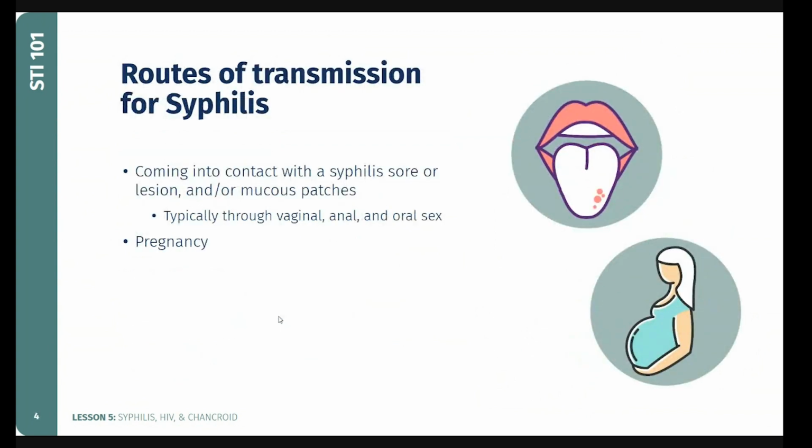Syphilis is passed by coming into direct contact with a syphilitic lesion, which appears during the primary stage, or by coming into contact with the mucus patches and C. lata lesions that may be present in the secondary stage. Since lesions appear at the site of infection and in the mucous membranes, the mouth, vagina, and rectum, typically we see syphilis transmitted through vaginal, anal, and oral sex. As with many STIs, pregnant persons can pass syphilis onto their baby at any point during pregnancy and delivery.